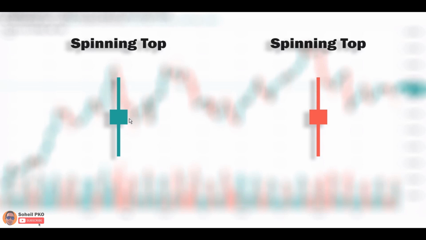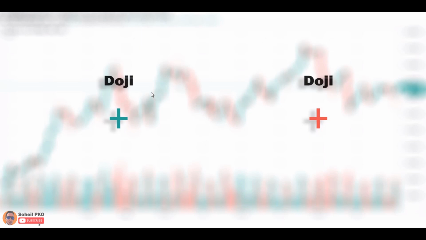Interpretation of this candle depends on where it's located. If it forms following an advance or near a resistance level, it shows that buyers are weakening and there is a possibility for reversal. And if it appears following a downtrend or near support levels, it shows that sellers are losing strength and there is a possibility of a change in the direction of the price.